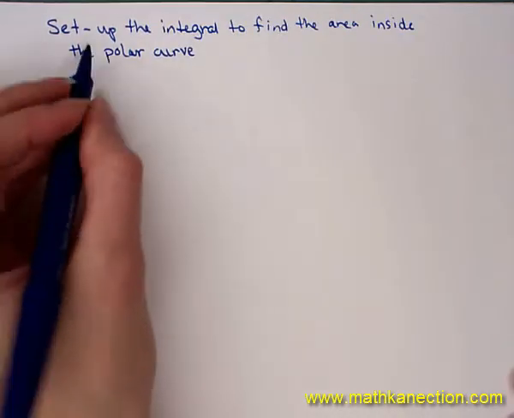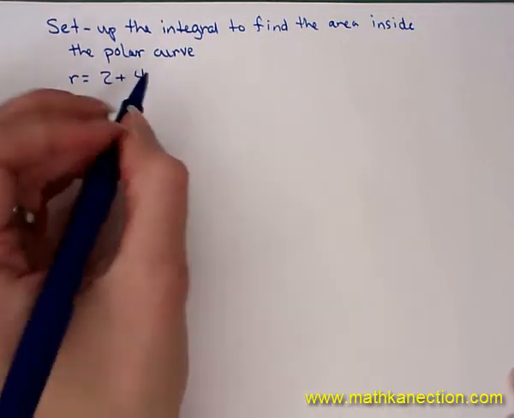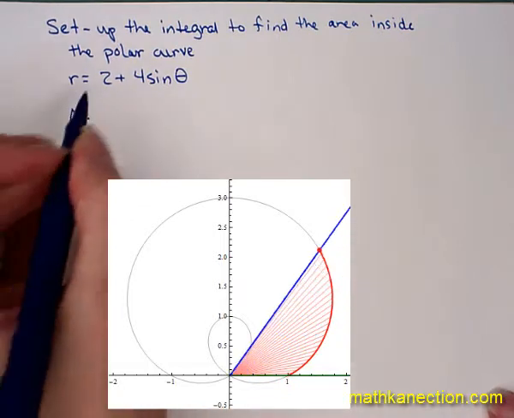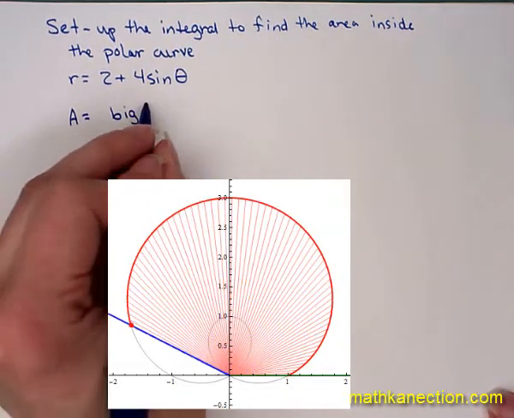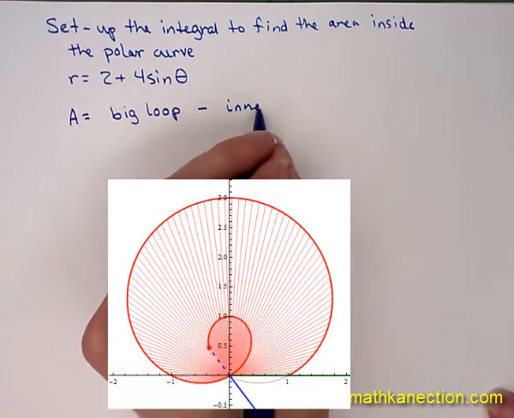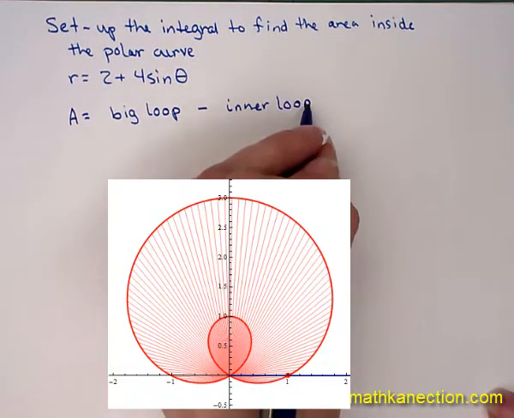The next problem, we just need to set up the integral to find the area inside the polar curve. So our function is r equals 2 plus 4 sine theta. When you graph 2 plus 4 sine theta, you can see we have an inner loop and an outer loop. So we have the big loop minus the inner loop.